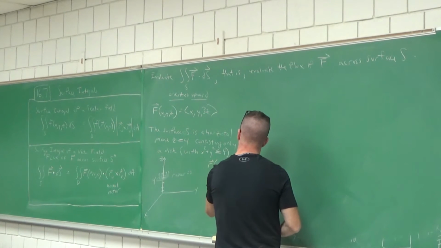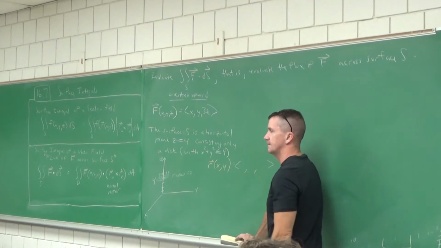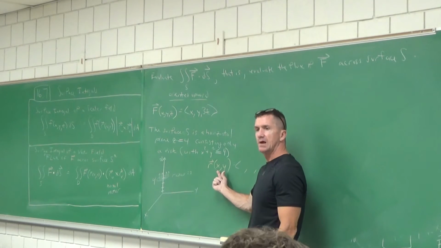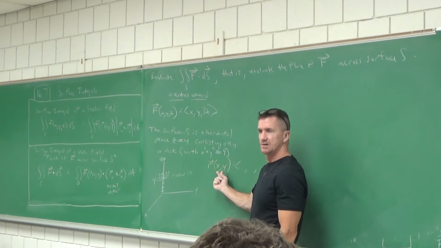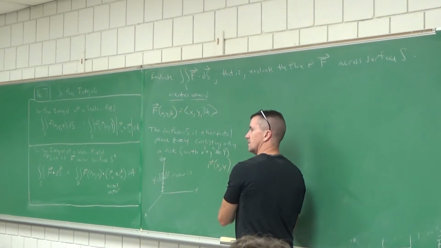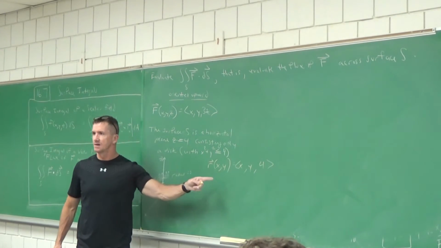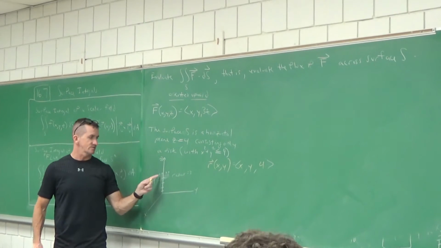So, can you help me with this? Ready? These are my only two letters. I can't have any z's in here. x equals x, y equals y. What's z? 4. There you go. Isn't that interesting? I just parameterized that surface.